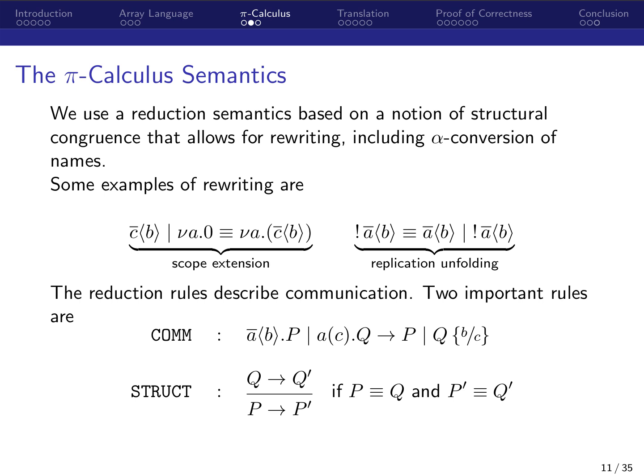Here are some examples of what you can do using structural congruence. You can extend the scope of new A to cover this process, and you can unfold this replication and get another parallel component. And the reduction rules describe what communications do, and we saw already an example of communication. So here's the communication rule, and the reduction rules interact with structural congruence in the sense that structurally congruent processes have the same reductions, which is what the struct rule says.